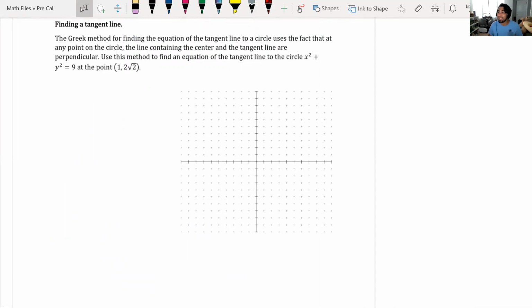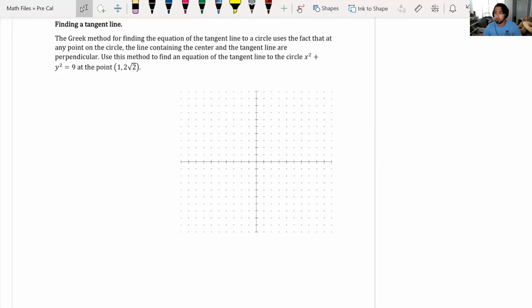So we're gonna find the equation of a tangent line. That is a very important concept in calculus. You're not there yet, but it's good to know how to find one. This is good practice. So the Greek method for finding the equation of the tangent line to a circle uses the fact that at any point on the circle, the line containing the center and the tangent line are perpendicular. Use this method to find an equation of the tangent line to the circle x squared plus y squared equals 9 at the point 1, 2 square root of 2.